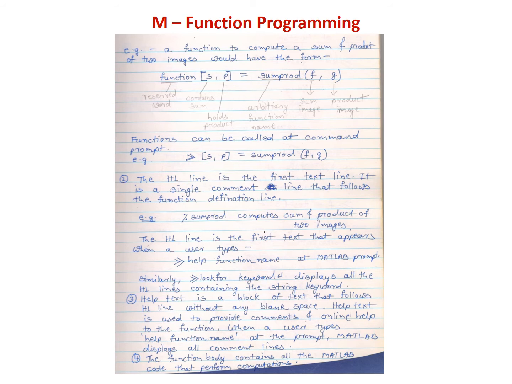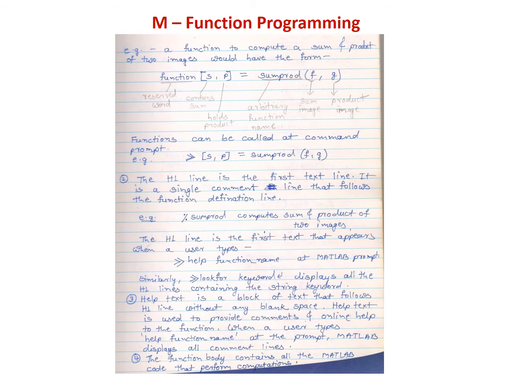The H1 line is the first text line. It is a single comment line that follows the function definition line. For example, % sumprod computes sum and product of two images. The H1 line is the first text that appears when a user types help and then the function name at the MATLAB prompt. Similarly, lookfor keyword displays all the H1 lines containing the string keyword.